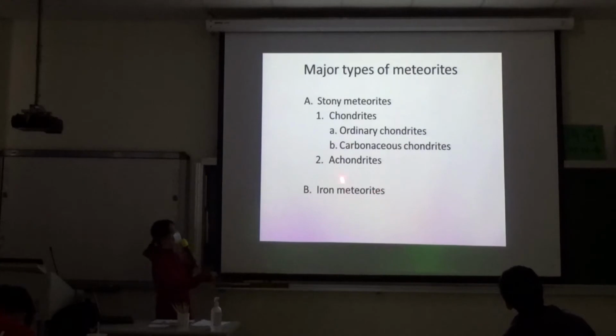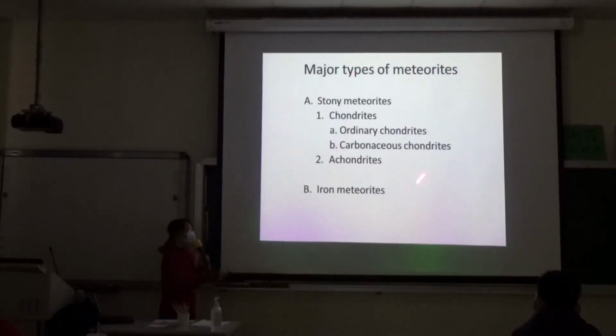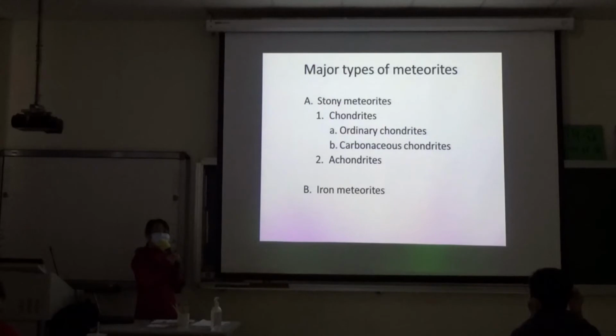And these are the types of meteorites. We have chondrites, 球粒陨石, and under chondrites we have ordinary chondrites, 正常球粒陨石, and carbonaceous chondrites, 碳质球粒陨石. Then achondrites, 非球粒陨石, and iron meteorites. And actually, this will tell us about the chemical composition of the Earth.